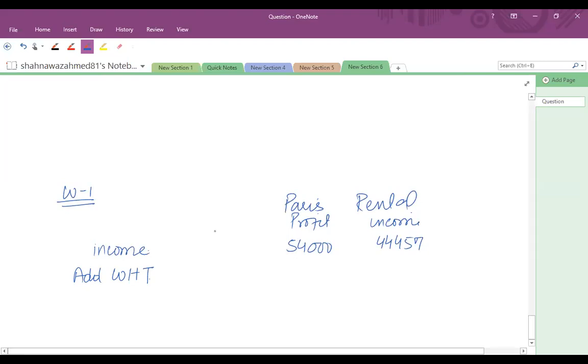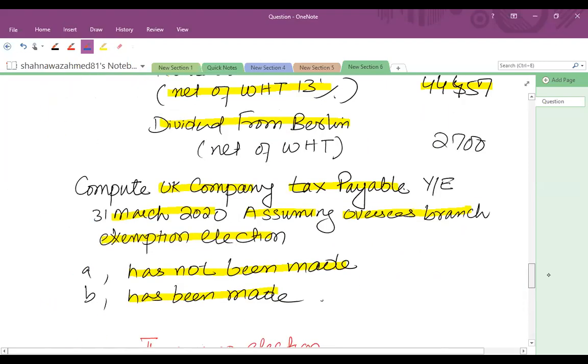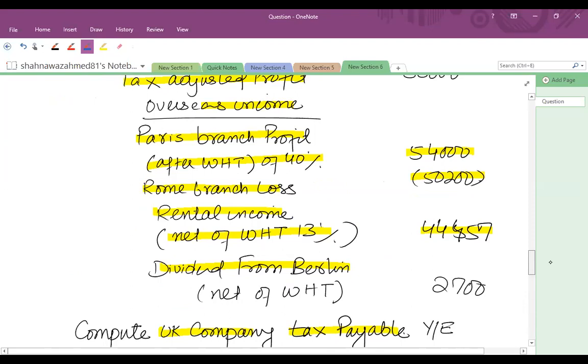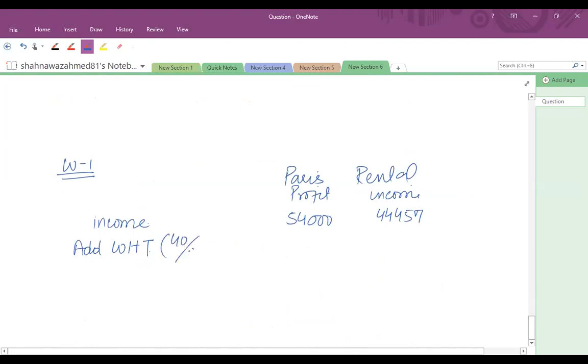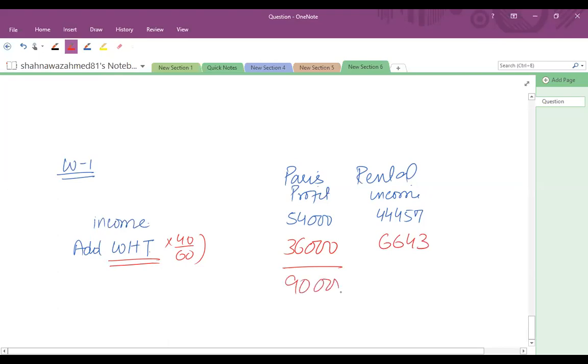How much WHT? In the case of the branch, 40% tax has been suffered, so this is the 60% value. We have to identify the WHT, so it's 40-60. As per the 40-60 rule, you can identify the withholding tax. This 54,000 is 60%, so divide by 60 and multiply by 40. It gives us a value of 36,000. Similarly, 13% withholding tax for the rental income. So the total gross up value is 90,000 and 51,100. This is how you can directly gross it up.